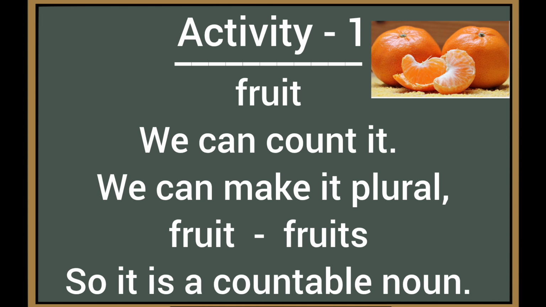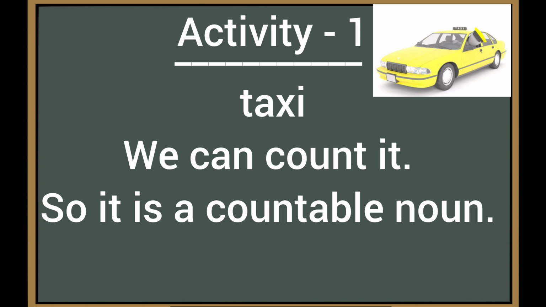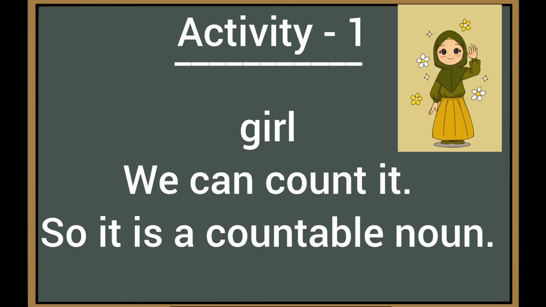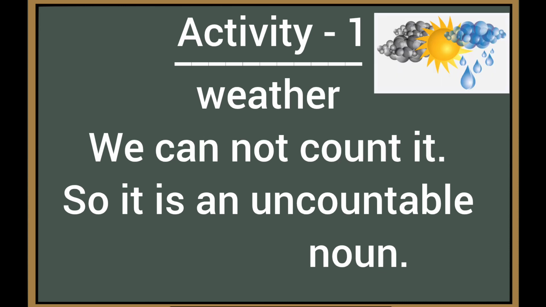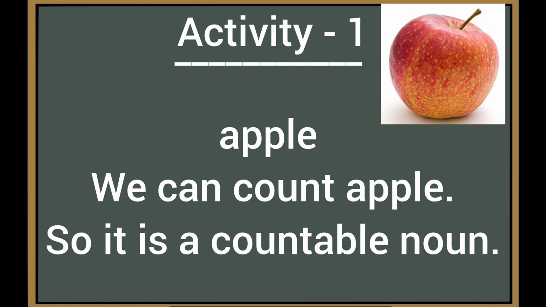Next, fruit. We can count it, we can make it plural, fruits, so fruit is a countable noun. Taxi. We can count it, so it is a countable noun. Next, girl. We can count it, so it is a countable noun, we know. Next, water. We cannot count water, so water is an uncountable noun. Next, weather. We cannot count it, so it is an uncountable noun. Next, apple. We can count apple, so apple is a countable noun.